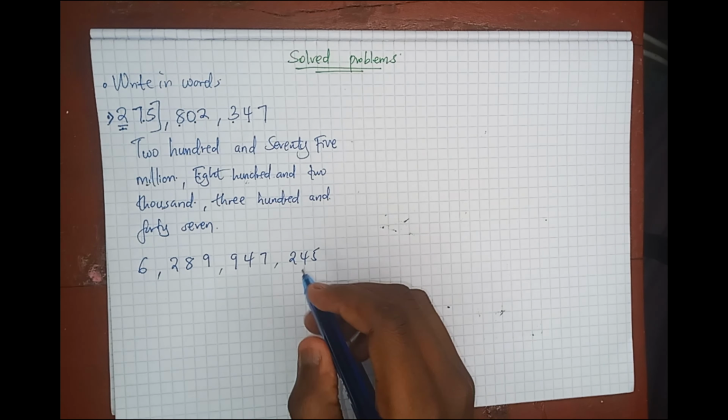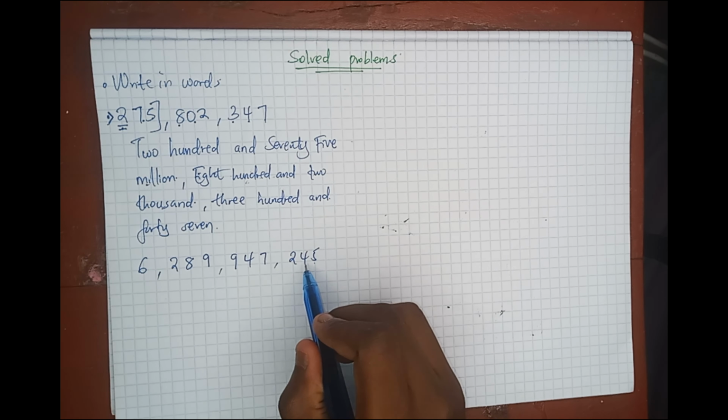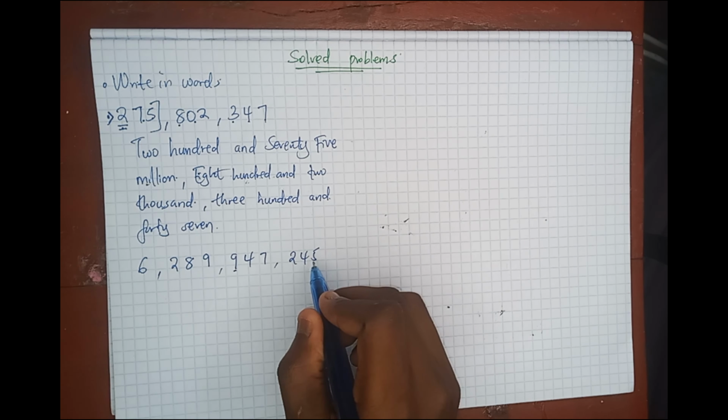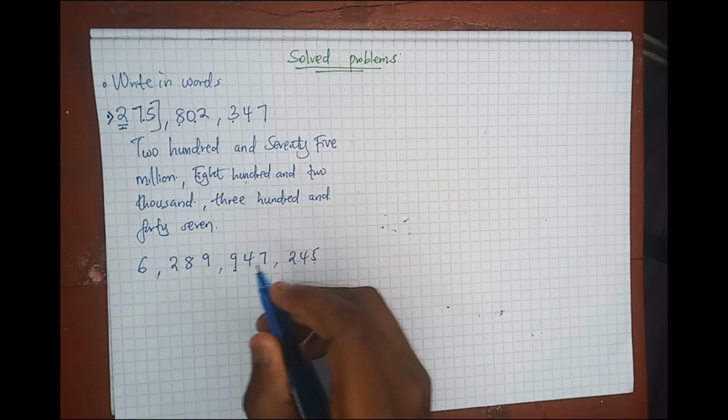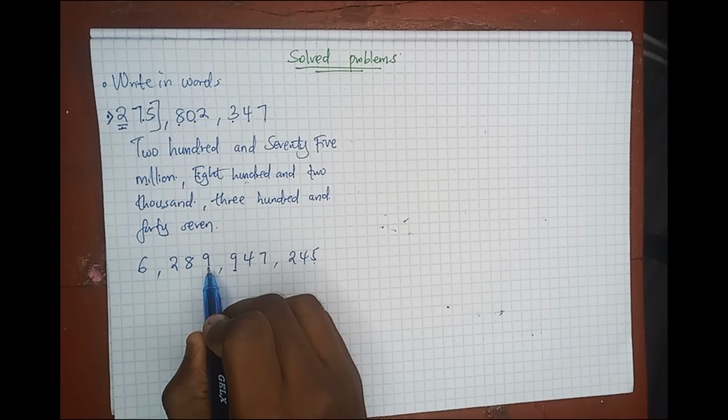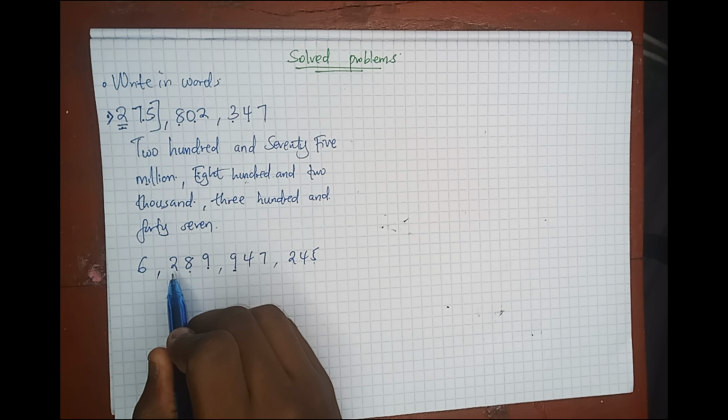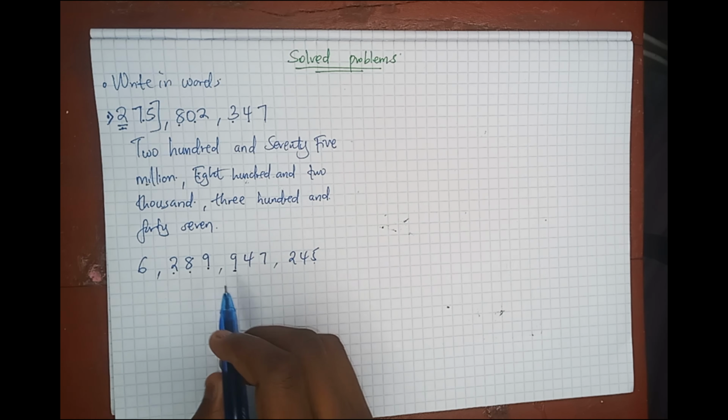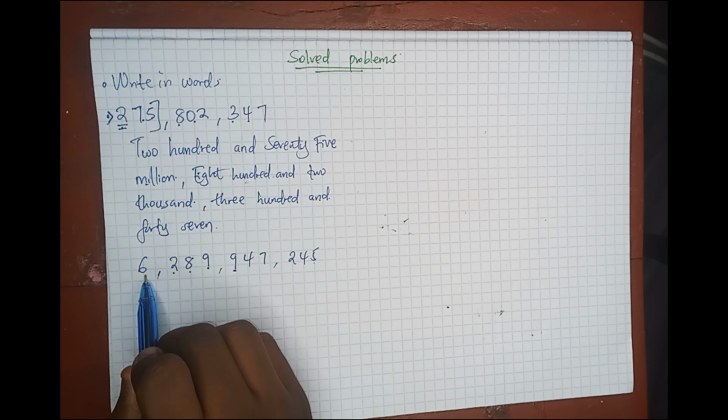Acha nianzie tu mwanzo. So this is ones, tens, hadi hapa najua tunajua. Hapa ni hundreds of thousands. Then from the seventh digit tunaingia millions, tens of millions, hundreds of millions. Then to the 10th digit, hapo ni billions, place value.